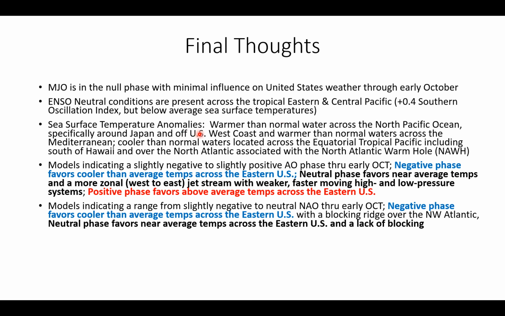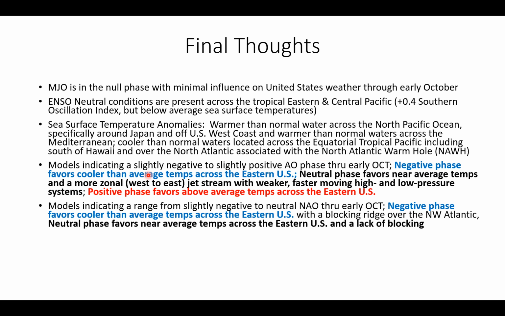The sea surface temperature anomalies elsewhere, we are seeing warmer than normal water across the North Pacific, and it's very, very strongly warm, well above normal warmer water, specifically around Japan and off the U.S. West Coast. We also see warmer than normal waters across the Mediterranean. We see cooler than normal waters located across the equatorial tropical Pacific, including south of Hawaii and over the North Atlantic. There's that little patch of cooler than normal water that's associated with the North Atlantic warming hole.